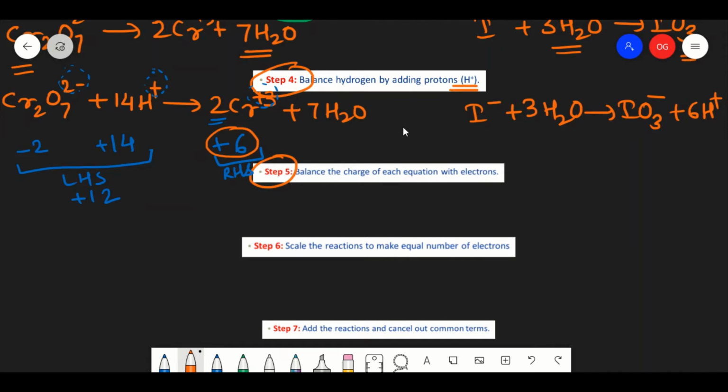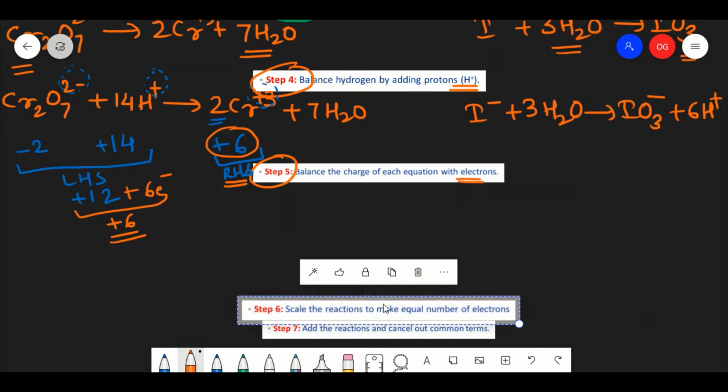I have to make them equal, and that I have to do with electrons. Electron means negative charge. So if I add 6 electrons over here, then this overall charge will become plus 6, and now this plus 6 on the left hand side and plus 6 on the right hand side will become equal. I hope you have understood this. Then I will write the equation in this way now.